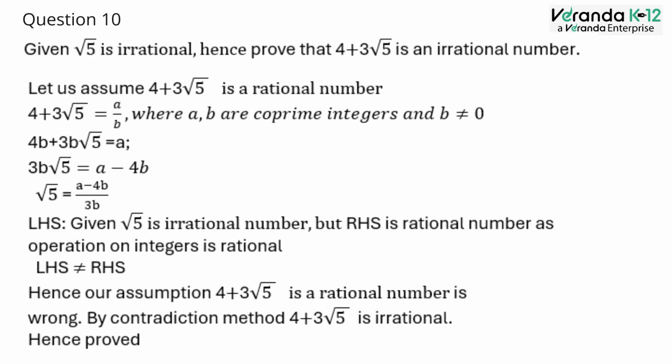Now 4b plus 3b root 5 is equal to a, or 3b root 5 is equal to a minus 4b, or root 5 is a minus 4b by 3b. The left hand side, it is given root 5 is irrational, but the right hand side is rational as it is operation of integers. Therefore LHS is not equal to RHS, hence our assumption that 4 plus 3 root 5 is a rational number is wrong. So by contradiction 4 plus 3 root 5 is irrational, hence proved.